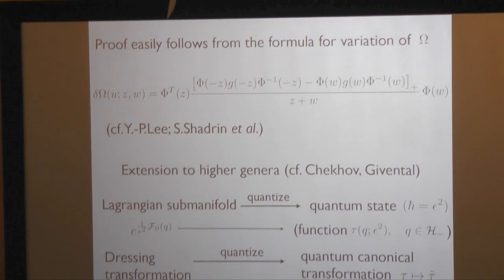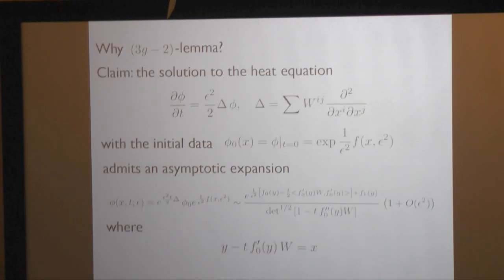What remains to do is to apply this quantum canonical transformation to something known. We take the Kontsevich-Witten function, more precisely the Cartesian product of n copies of the Kontsevich-Witten function, as Chekhov and Givental did, and then apply this quantum canonical transformation. The only thing to be checked is this 3g minus 2 lemma, why this is the case.